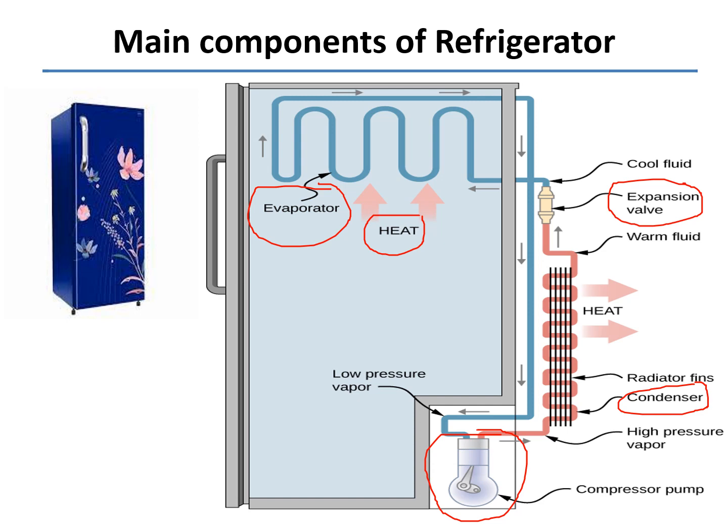So the main components of the refrigerator are the compressor, condenser, expansion valve, and the evaporator. These are the four main components of any refrigerator.